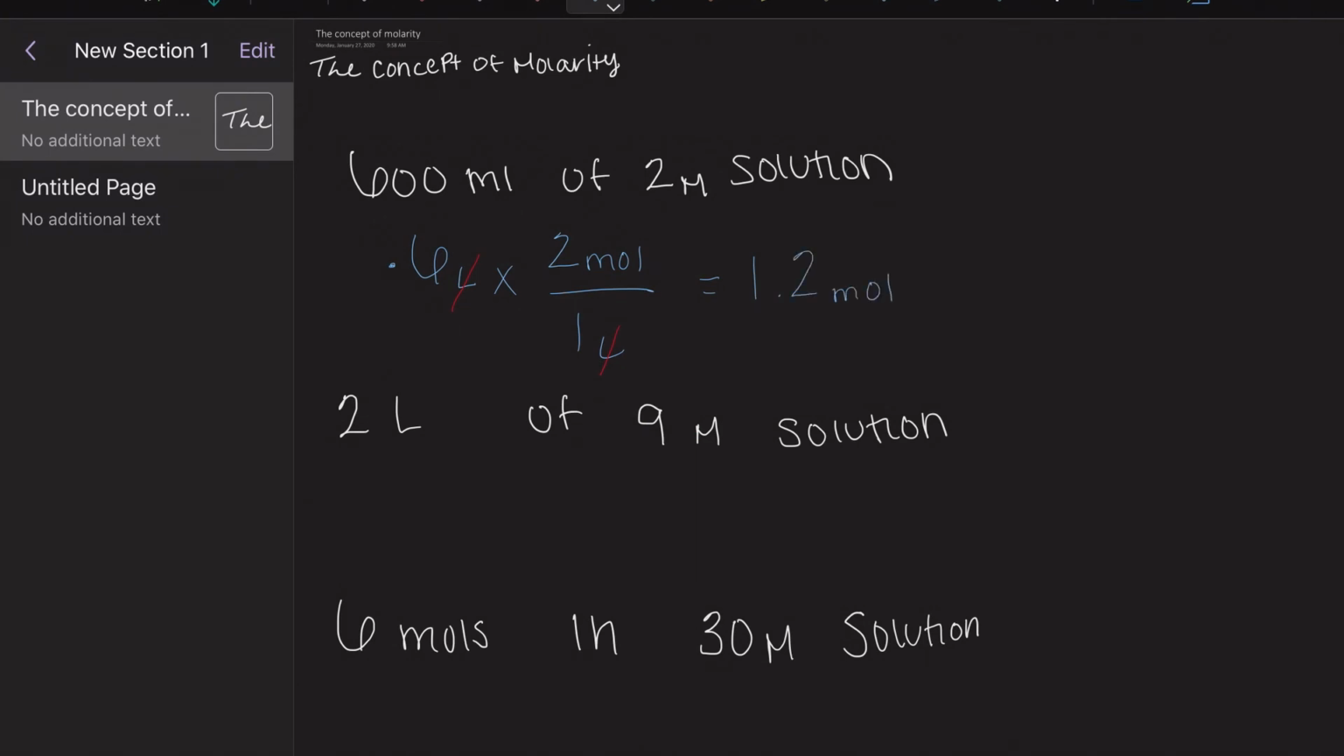Let's move on to the second one. 2 liters of a 9 molar solution. This one's a little bit more straightforward. We just multiply liters by molarity, and we get 18 moles.